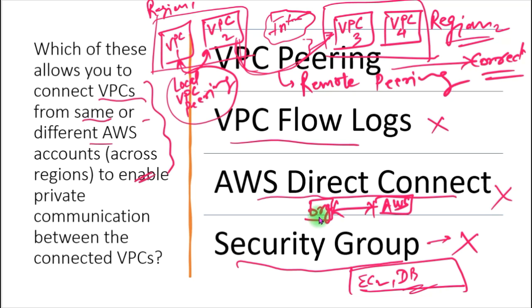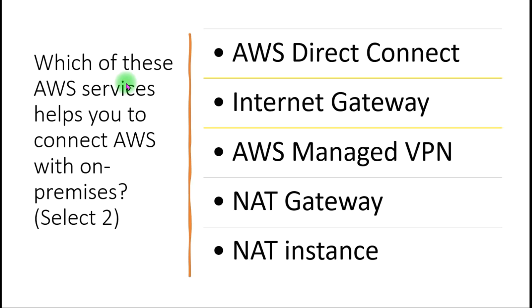So whenever we need to connect two VPCs, either from the same region or a different region, that is known as VPC peering. Here we covered multiple services related to networking. That's why I told you this question is very important. Let's talk about the next question now. This question is important in terms of the exam.